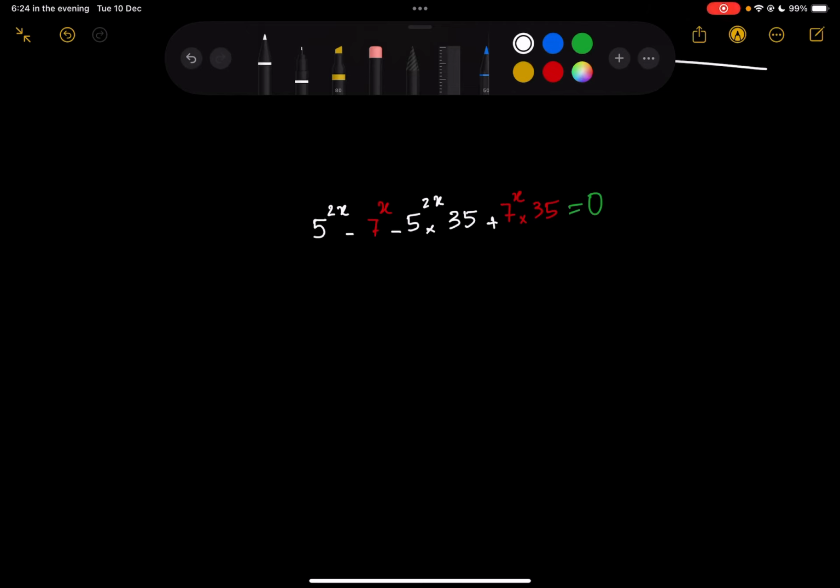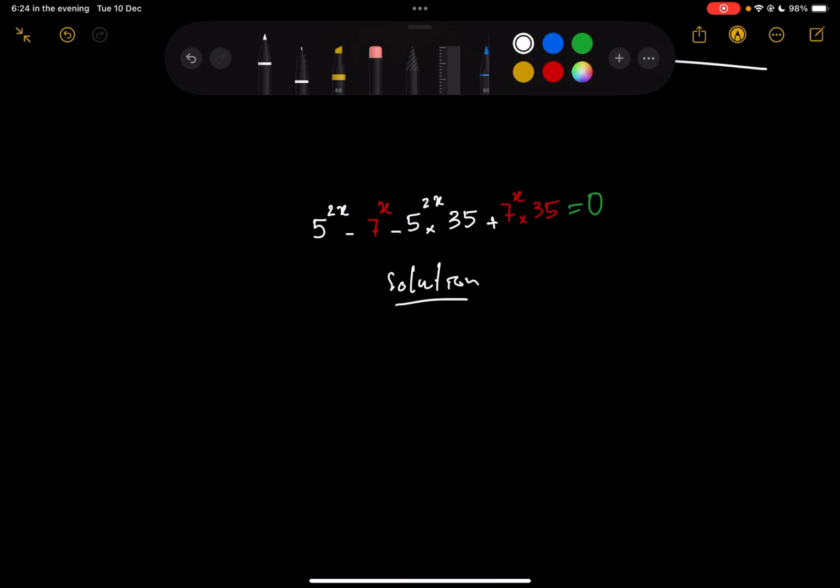And now we have the equation. Now we have 5 power 2h minus 7 power h minus 5 power 2h times 35 plus 7 power h times 35 equal to 0. Now how to solve the equation? Now we look at the solution.